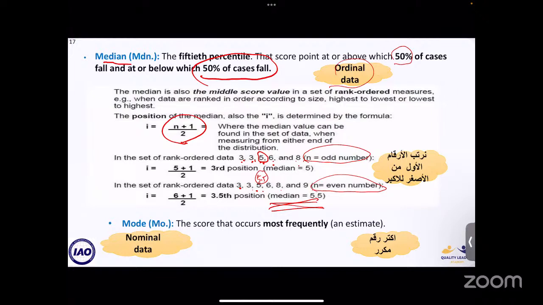Because when the total number of values is an even number, we use the formula 6 plus 1 over 2. So you just divide, so it is the 3.5th position, meaning 1, 2, 3, and a half. So what is half here? It is 5.5. Is it clear, Dr. Gulam? Yeah. Okay. Radha, any question?